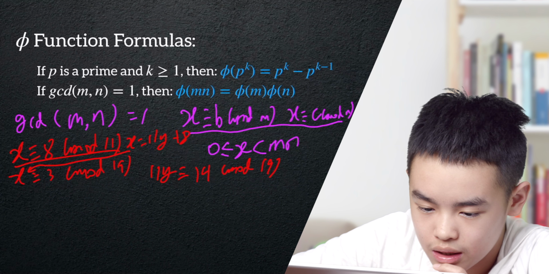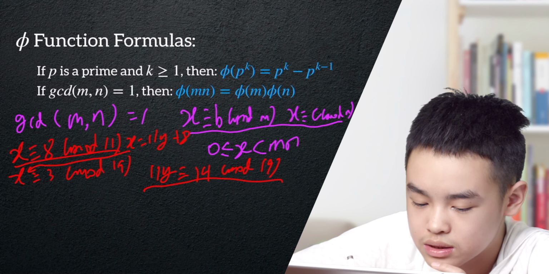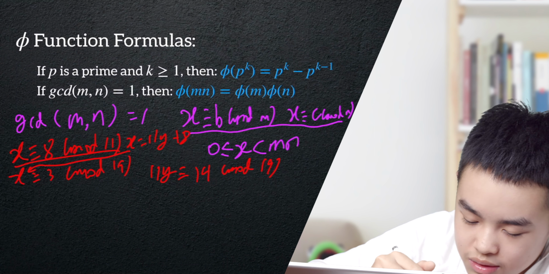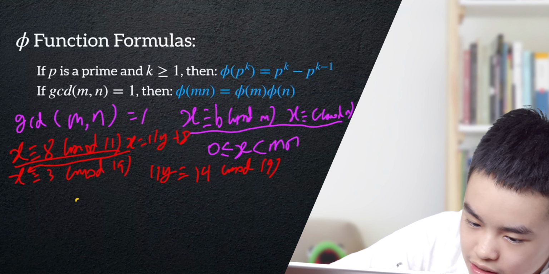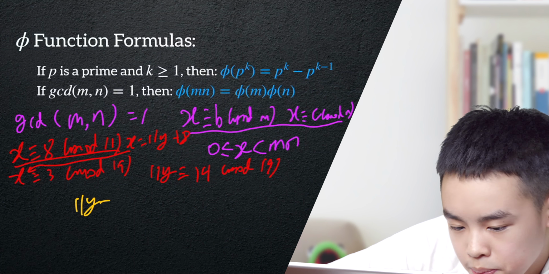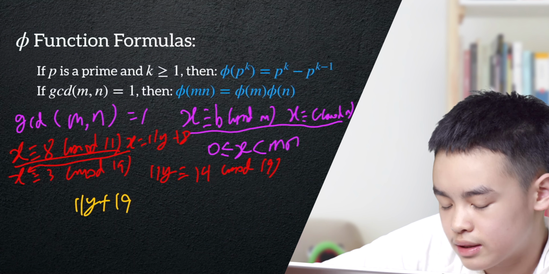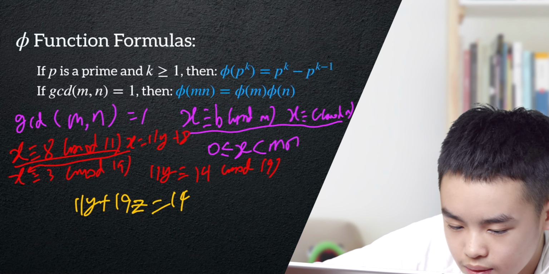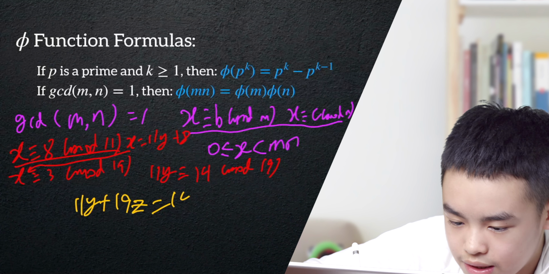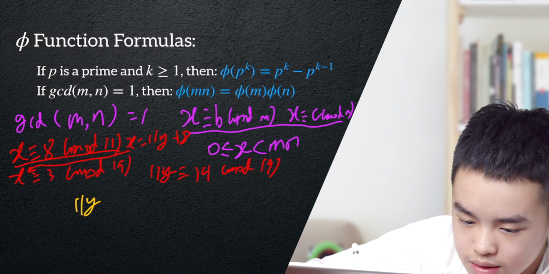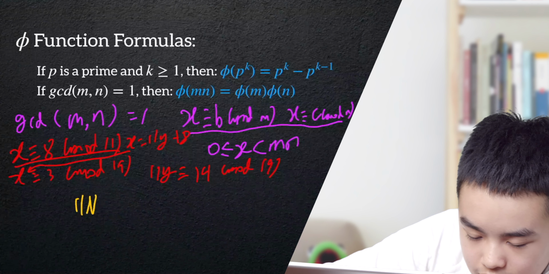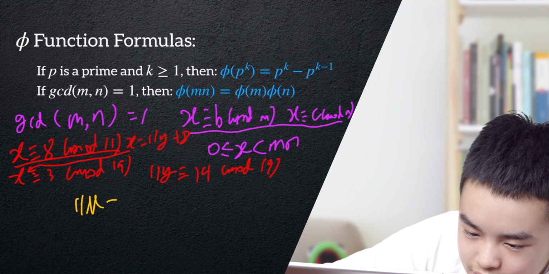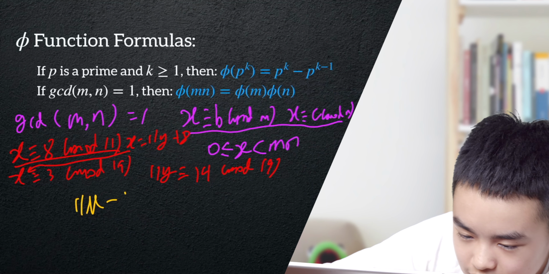So we know how to solve this, and we're going to invite our old friend, the Euclidean method, over here. And we have 11y plus 19z equals 14. And we do not want that, so let's just enter U and V. Exit Y and Z. Wait, that actually rhymes. Never thought it would.